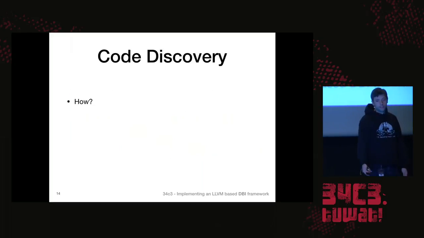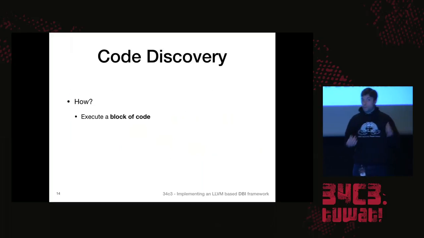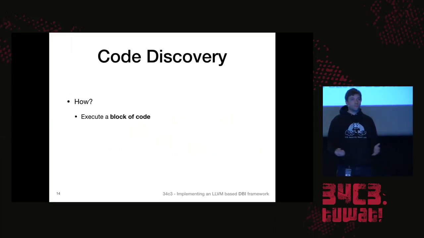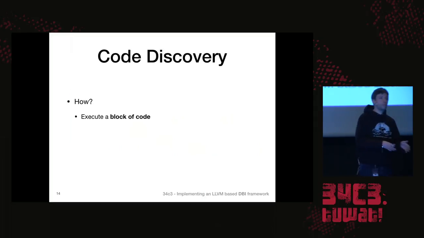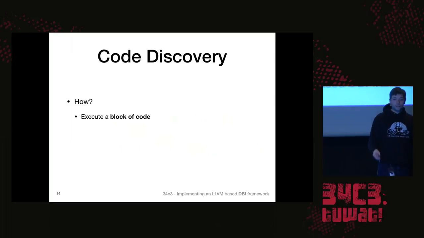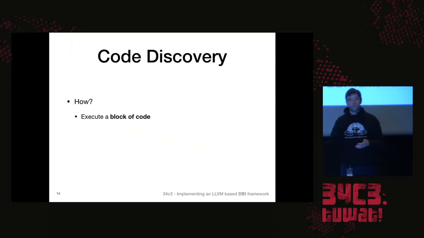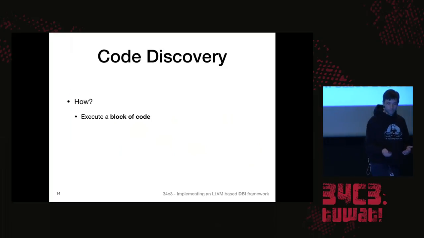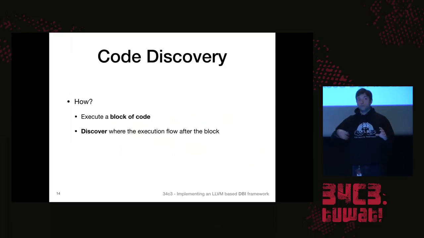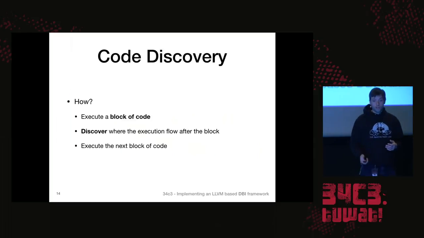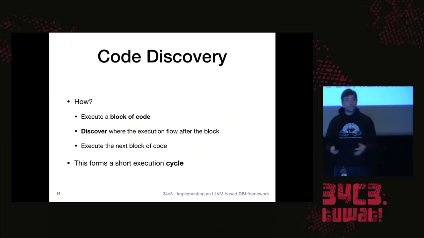Basically, what this means is that you will execute a short piece of code, a block of code, a series of instructions you can predict will be executed, and then that ends with a control flow statement, like a conditional jump or call that you cannot resolve. You execute just this piece of code, and then you look where it wants to flow next, what's the next instruction you want to execute. This way you discover the next block of code, and you simply execute it. So this basically forms a short cycle of execution.